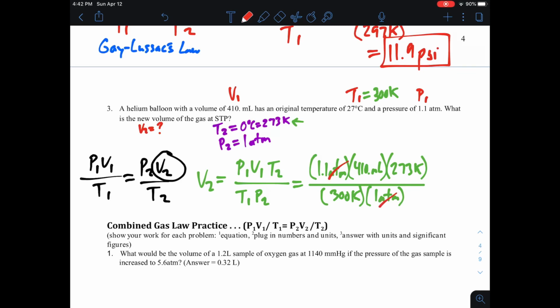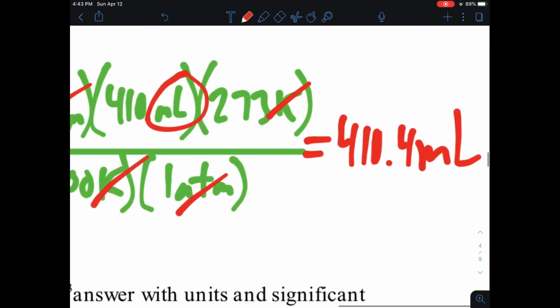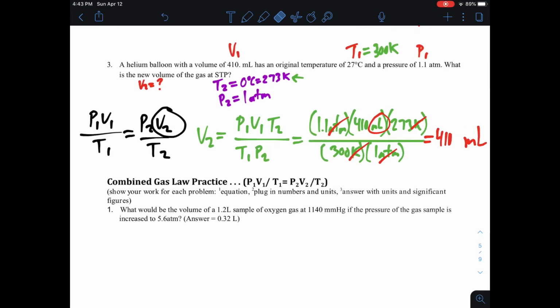Before I even do the math, let's cancel units. Atmospheres cancels. Kelvin cancels, and we're left with milliliters. So our answer is going to be in units of milliliters, which is good because it's supposed to be a volume. And I get a volume of, oh, I guess I pushed it in wrong. Try that again. No, I guess not. The volume doesn't hardly change at all. It's equal to 410.4 milliliters. With sig figs, it's still going to be 2 sig figs, 410 milliliters.